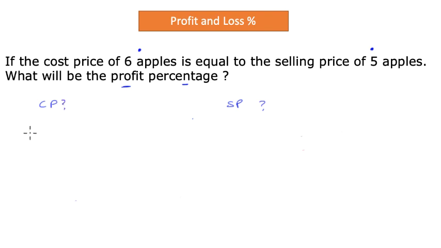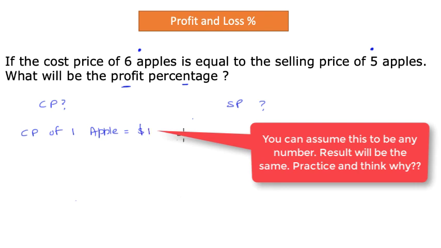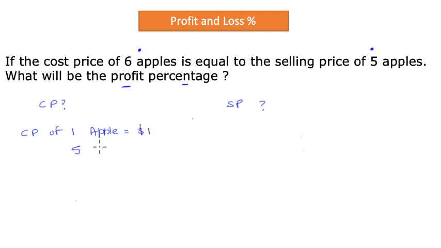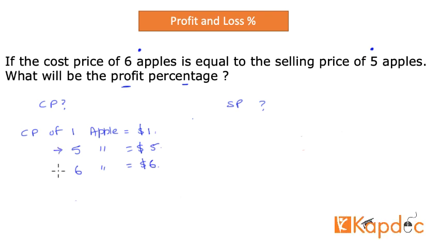So let's make a simple assumption. Let's say the cost price of 1 apple is equal to $1. It is just an assumption for us, okay? In that case, the cost price of 5 apples will be $5, right? And the cost price of 6 apples will be $6. You simply multiply 1 by 5 and 1 by 6 in the respective statements, correct? So by this assumption, we know the cost price of 5 and the cost price of 6 apples.